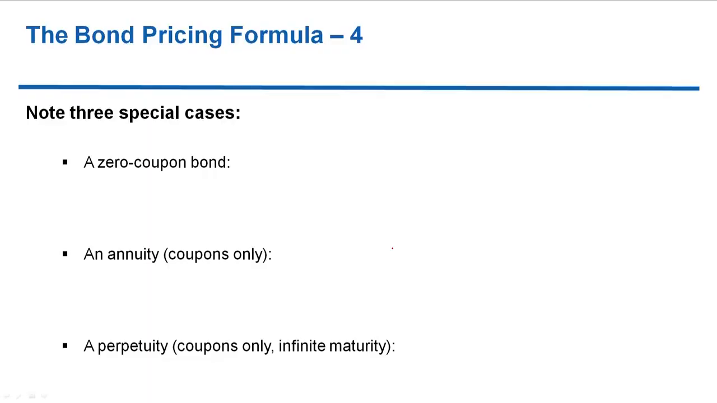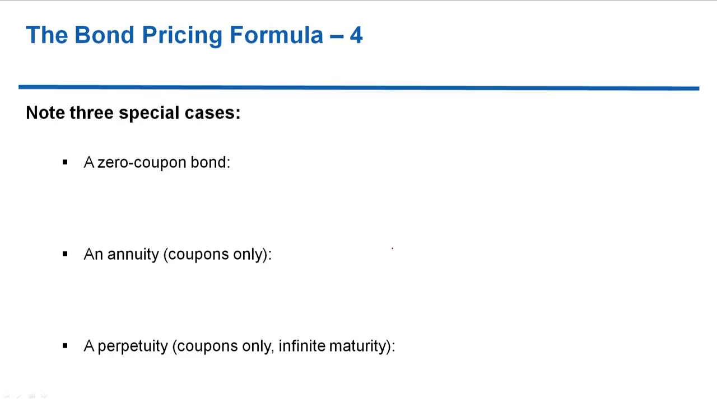Welcome back. We saw in the previous module how to derive the bond pricing formula. And now in this unit we are going to take a look at three special cases of the bond pricing formula. The first special case is when we have a bond that doesn't pay any coupon. So that's a zero coupon bond.